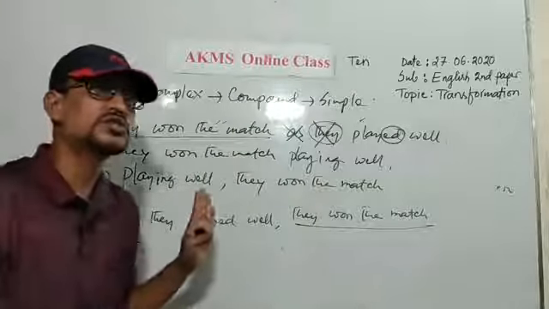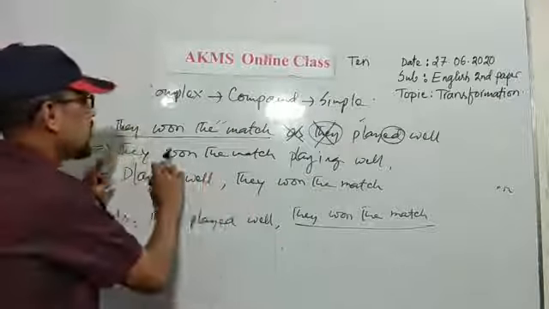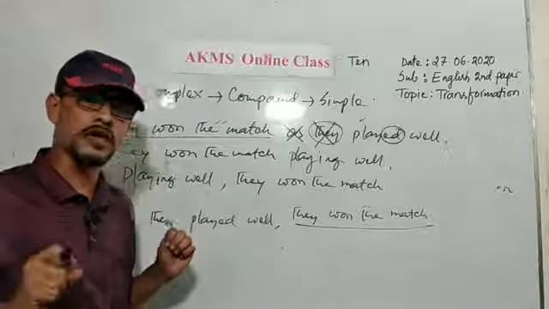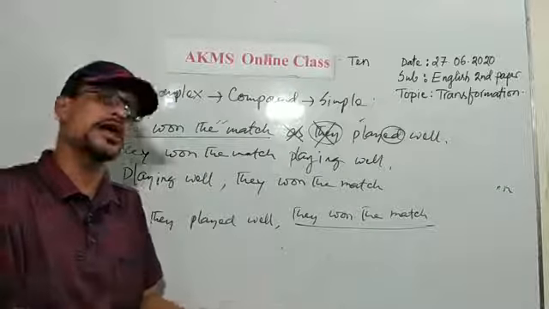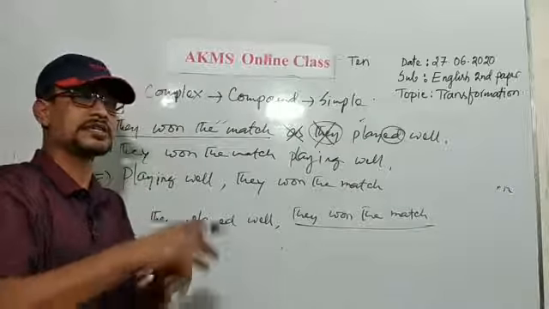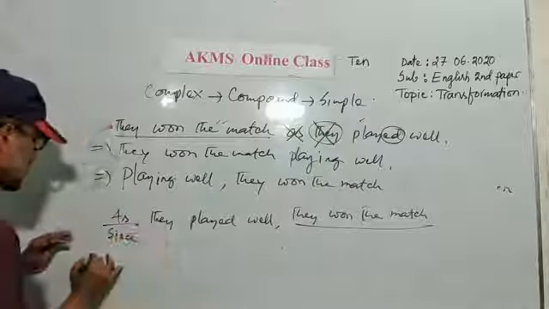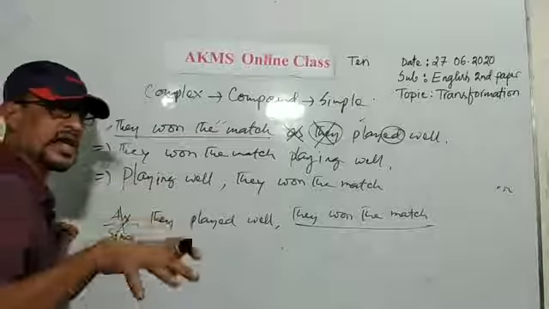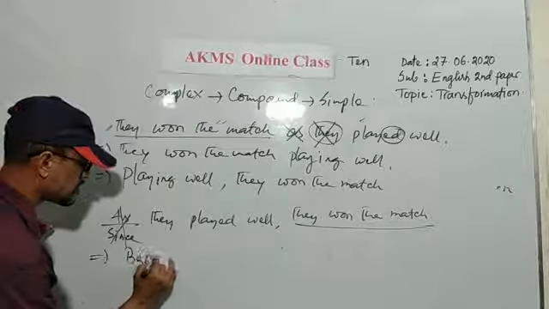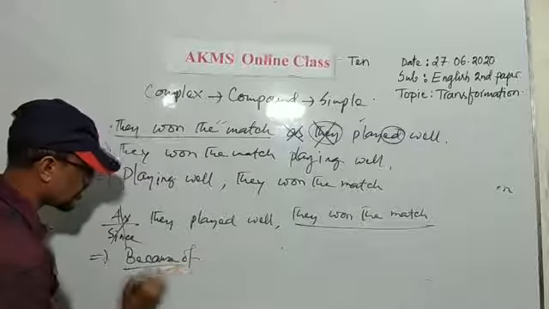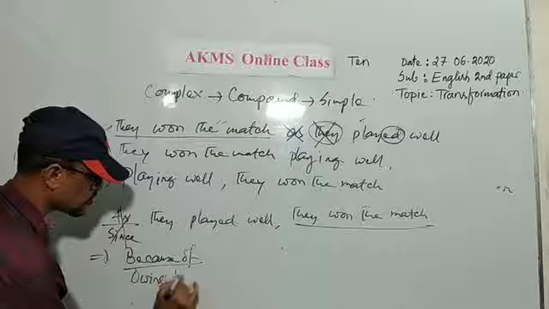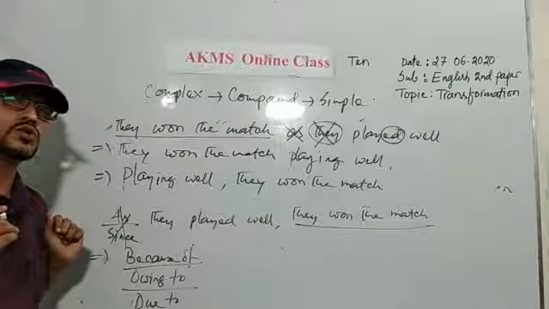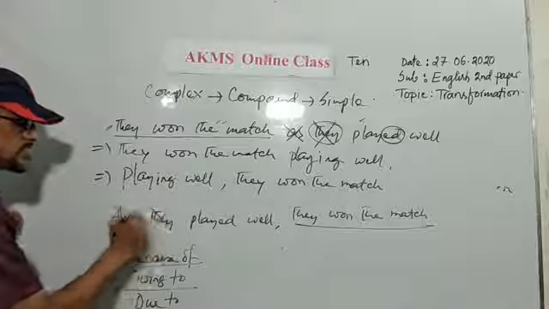You may use a linker here. They won the match because of playing well. They won the match owing to playing well. They won the match due to playing well. And all the linkers will express the same meaning. Just like I am writing here, as you will erase "as", you may use "because of", or "owing to", or "due to" as linkers. Because of, owing to, or due to, then you will erase the subject.